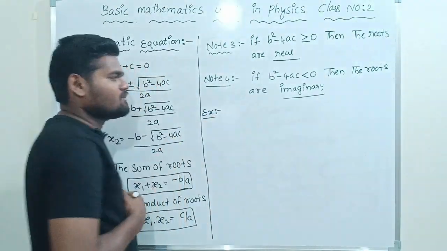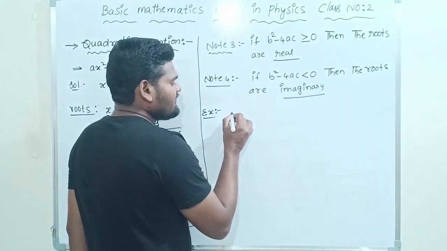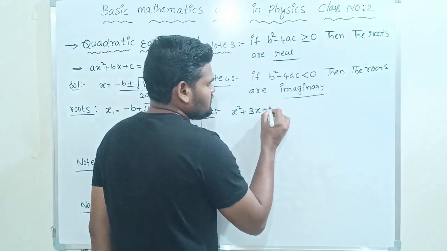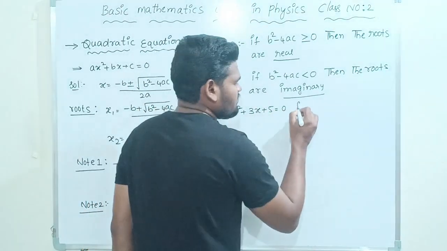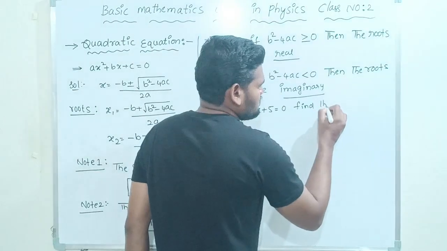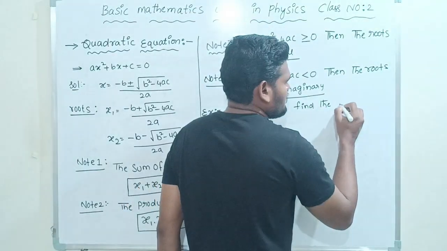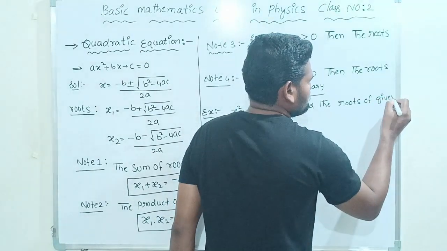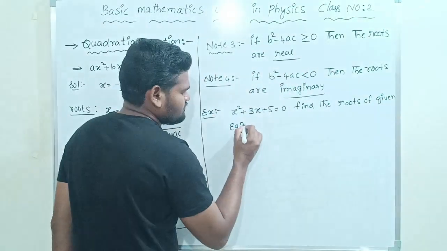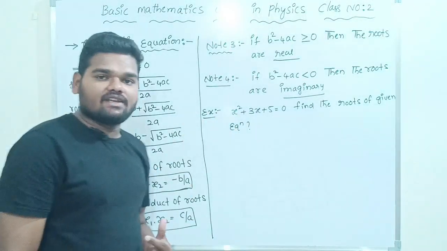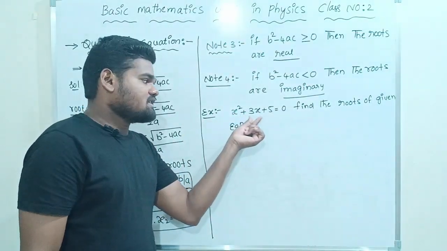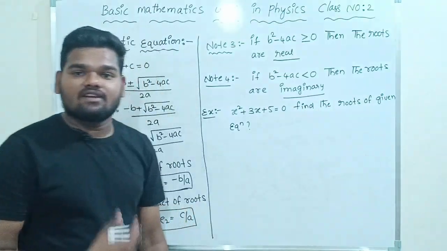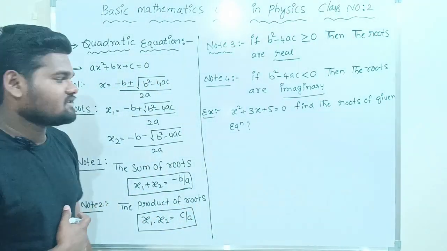One example problem. A quadratic equation is given as x square plus 3x plus 5 is equal to 0. Find the roots of the given equation. So they have given one equation. What is that? X square plus 3x plus 5 is equal to 0. Then what we have to do? Find the roots of that quadratic equation.